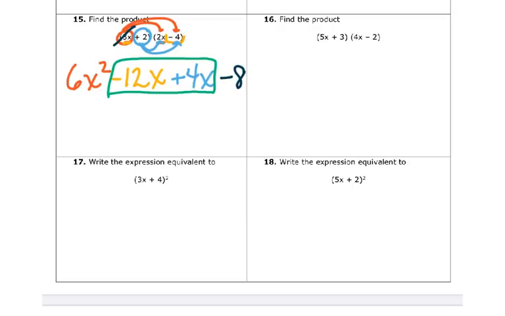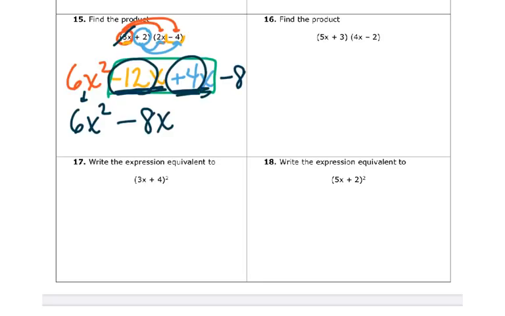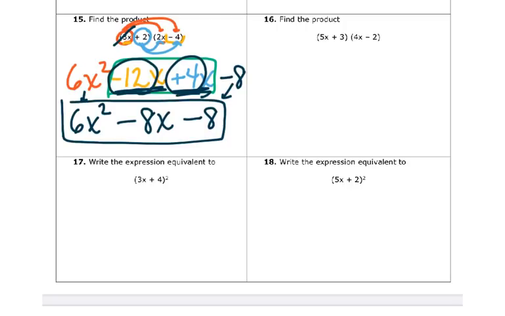So my final answer is 6x squared, that just gets to come down, negative 12x's plus 4x's is negative 8x's. You can use your calculator if you need to. Negative 12 plus 4 is a negative 8. And there was an x with them, so we keep an x. The number in the back is just a minus 8, so it gets to come down. Okay, we keep the front and back, combine like terms in the middle. Try the same thing with number 16.